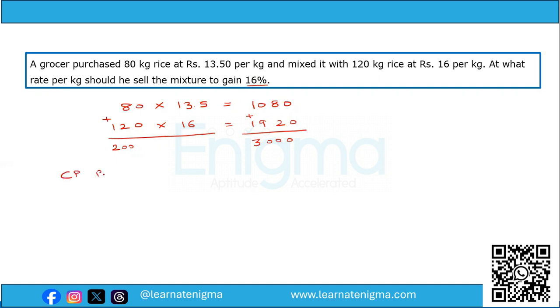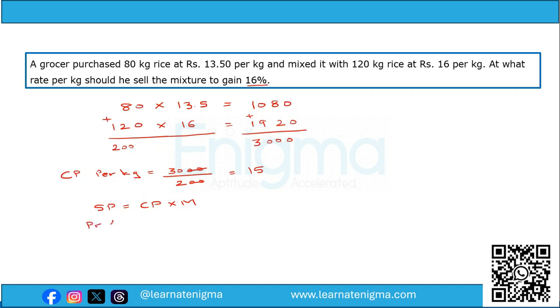Now we can easily find out the cost price per kg as well. So cost price per kg we can say is rupees 3000 upon 200. So zeros get cancelled. It becomes 30 upon 2, that is rupees 15. Now we can use the formula selling price is equal to cost price into multiplier.